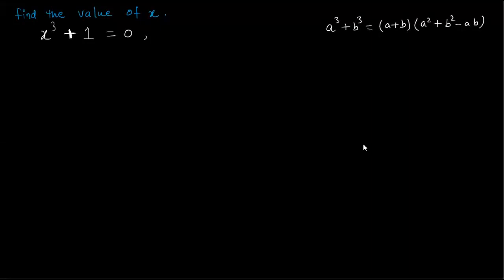Here a is x and b is 1, as 1 can be written as 1 cube. So let us use this identity. After using this simple identity, we get x plus 1 into x square plus 1 square minus x into 1 equals to 0.